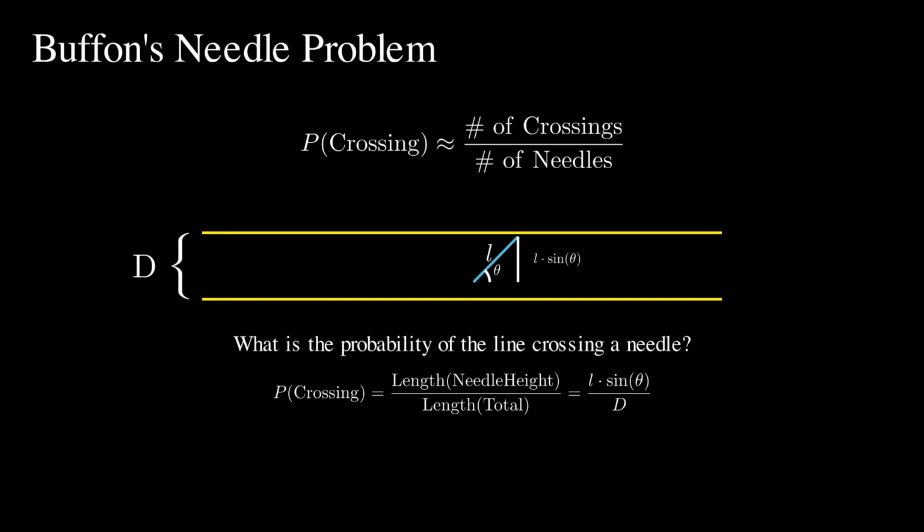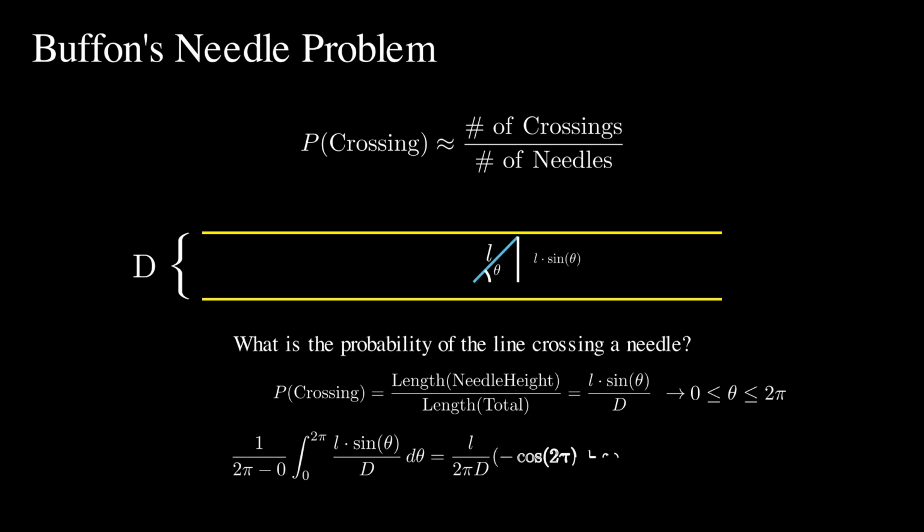To get the solution only in terms of the constants, L and d, we need to find the average value of this probability function over all angles theta, from 0 to 2 pi. Evaluating the average value integral, we can see that the probability of a needle crossing a line is 0.